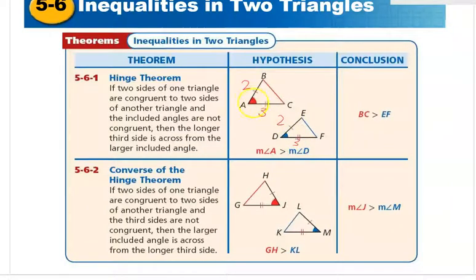The bigger the angle between those, the bigger the side. So if angle A here is bigger than angle D, then this side is going to be bigger than this side. Okay, so the hinge theorem tells me that if I have these two sides congruent, then the included angle, this angle right here, will tell me if the side is bigger.